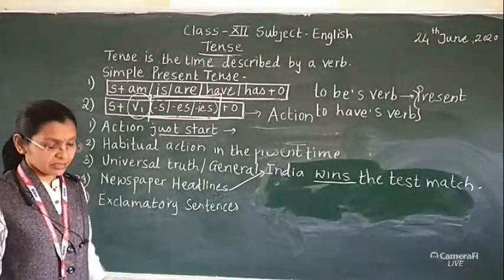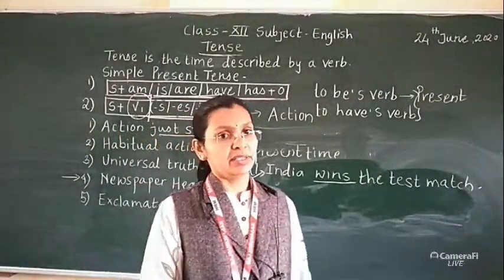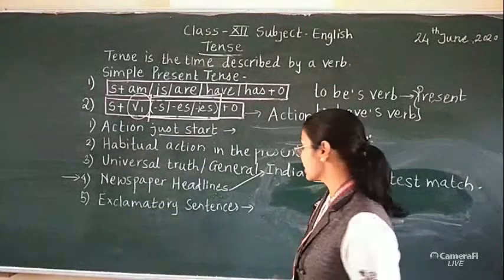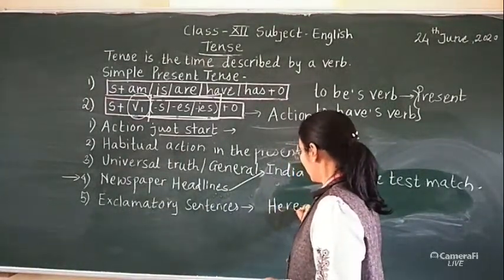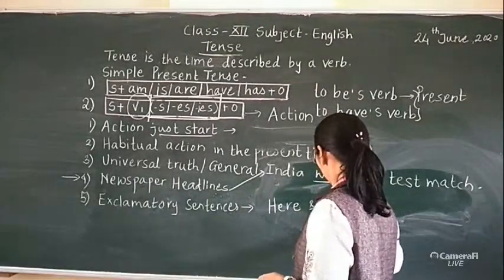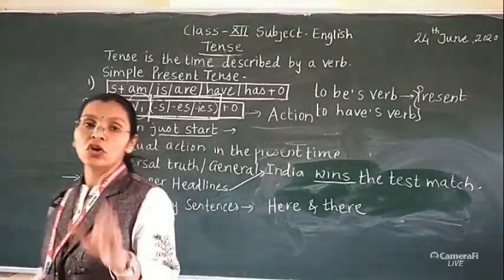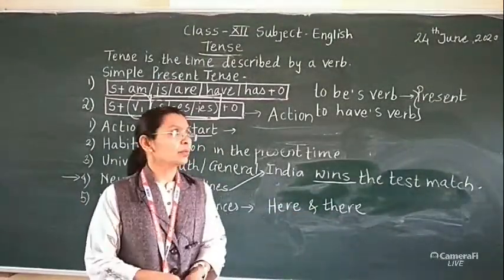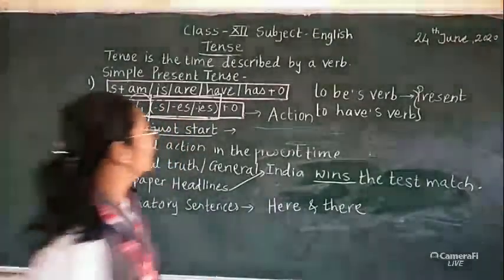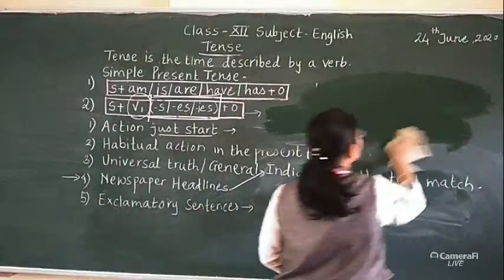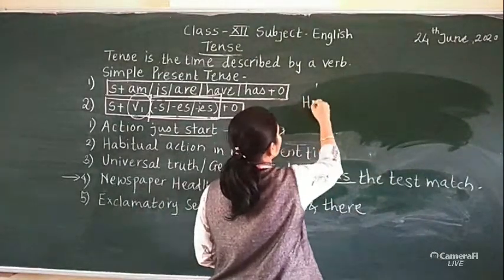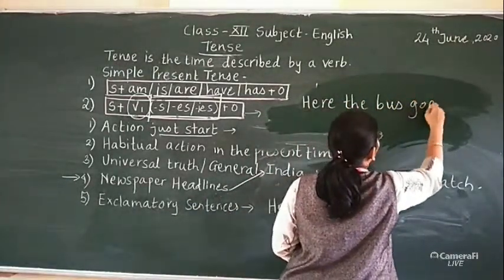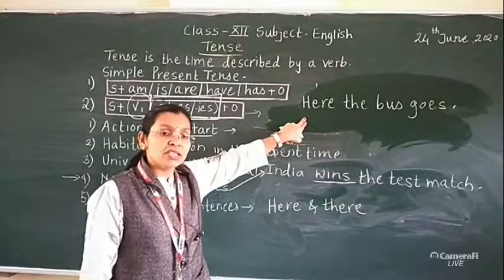Next use is an exclamatory sentence. When there is an exclamatory sentence, in that exclamatory sentence, the sentence begins with here and there. Only this is applicable for here and there. If there is a here and there, we always use simple present tense. For example, here I write down, here. What is my sentence? Here the bus goes. So my sentence begins with here.